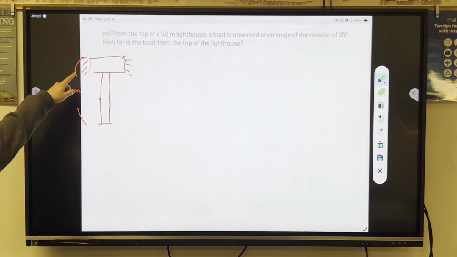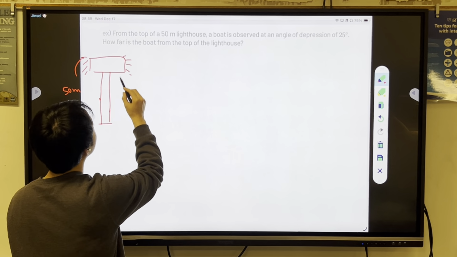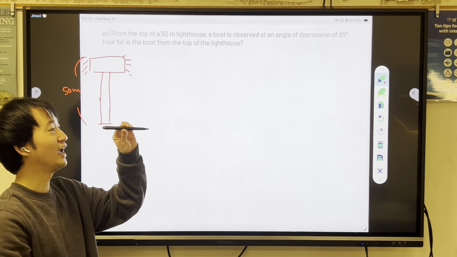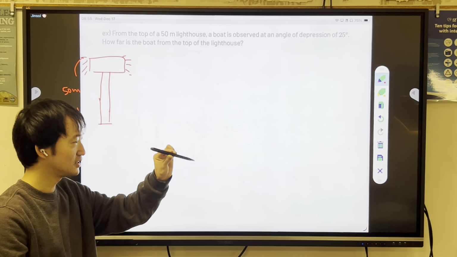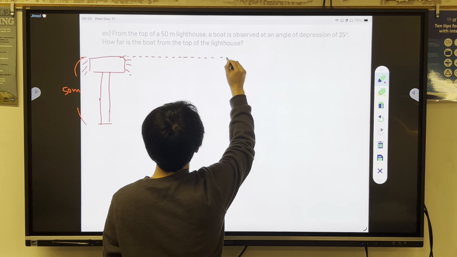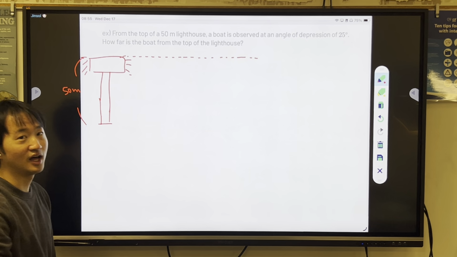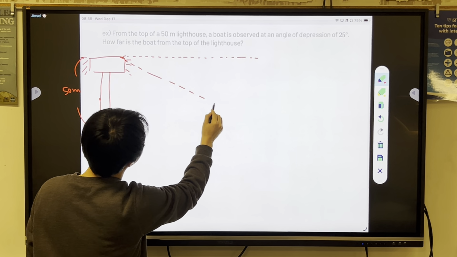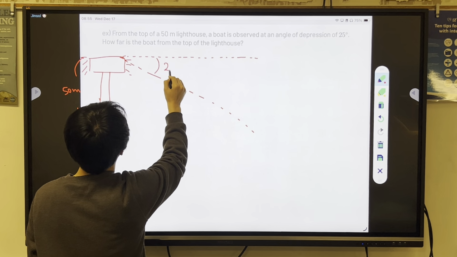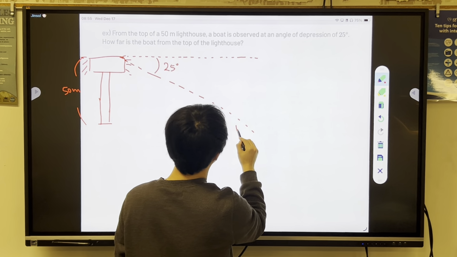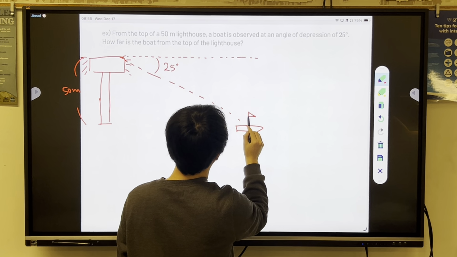And apparently from the top of the 50-meter lighthouse, a boat is observed at an angle of depression of 25 degrees. So the angle of depression, just like the angle of elevation, is the angle from the horizontal view, except you're going downwards. So I need that imaginary horizontal line from the top of the lighthouse, and looking downwards, that's 25 degrees. And then at this point, you're going to see a boat. Like that.